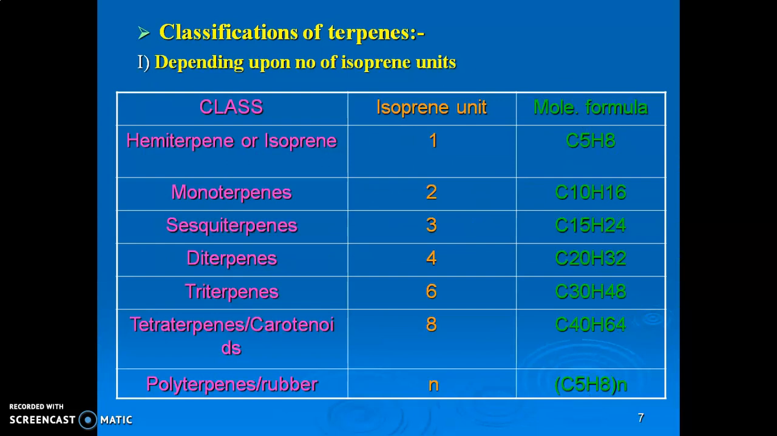They are classified into different groups depending on the number of isoprene units. First one, hemiterpene, also known as isoprene, having one isoprene unit with molecular formula C5H8. Monoterpenes, having two isoprene units, C10H16. Sesquiterpenes, 3 isoprene units, C15H24. Diterpenes, 4 isoprene units, C20H32. Triterpenes, 6 isoprene units, C30H48. Tetraterpenes, also known as carotenoids, having 8 isoprene units, C40H64. And polyterpenes, also known as rubber, having n number of isoprene units, (C5H8)n.